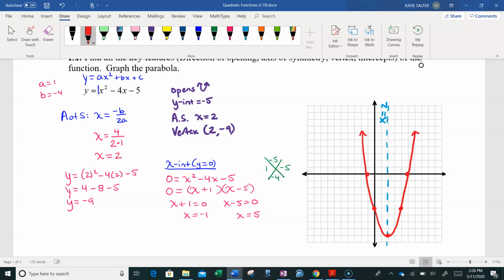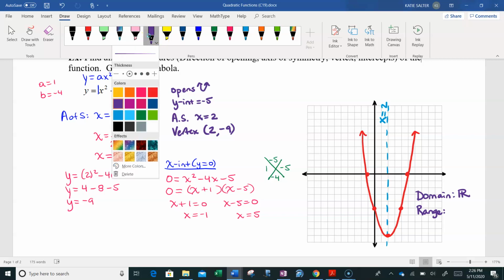Some properties of this parabola is that the domain is all real numbers. There's no restriction on your domain in this case. It goes to the left forever and it goes to the right forever. However, the range is not all real numbers because it does have a lowest point, and that's that vertex. And remember, that vertex is the point (2, -9).